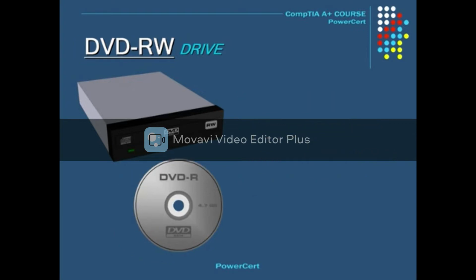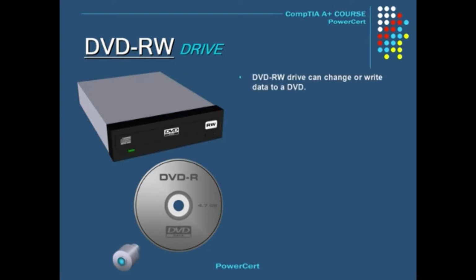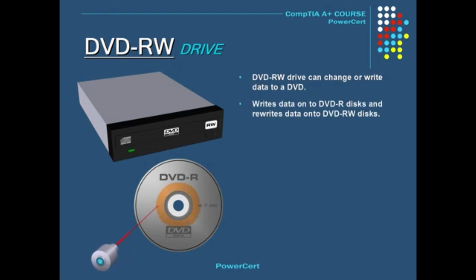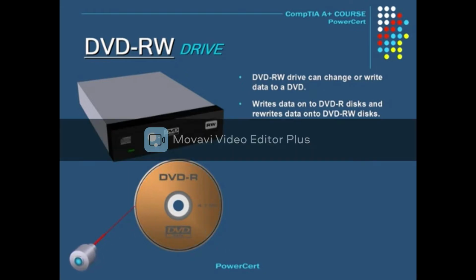And like a CD-RW drive, there is also a DVD-RW drive. And this can change or write data onto a DVD. It can write data onto DVD-R discs and rewrite data onto DVD-RW discs. And as stated previously, a DVD disc can hold approximately 4.7 gigs of data.